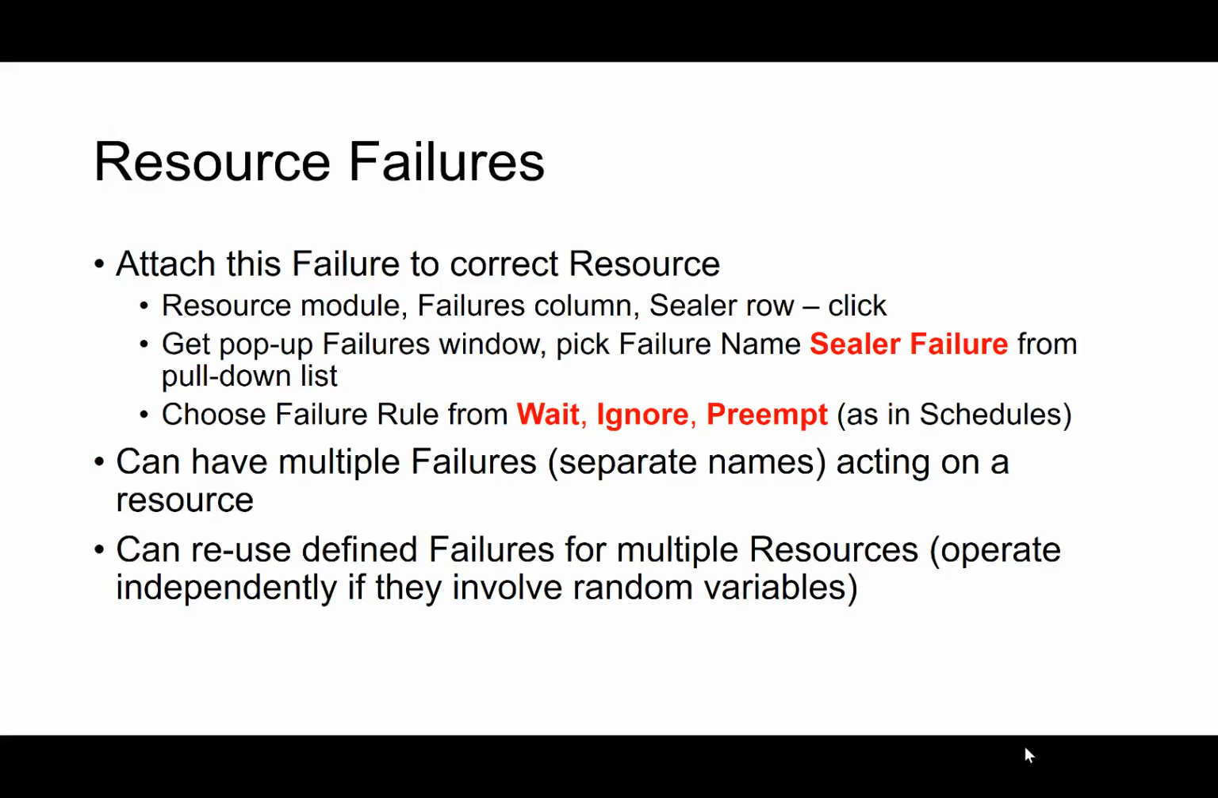So attach the failure to the correct resource. You'll need to use the resource module and the failures column in the sealer row. Click there, get the pop-up failures window, pick the failure name, seal your failure, from the pull-down list, and then choose the failure rule from wait, ignore, and preempt. We can have multiple failures acting on a resource if we so choose, as long as they are listed as separate names. And we can reuse defined failures for multiple resources if that's appropriate.